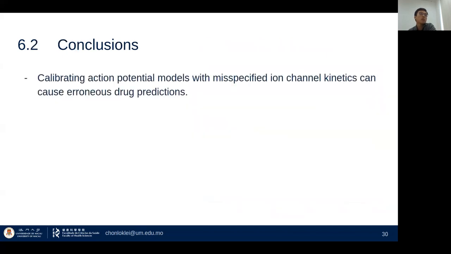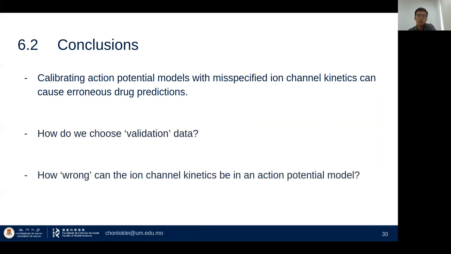So as a conclusion, as the title implies, calibrating action potential models with misspecified ion channel kinetics can cause incorrect drug predictions. That leads on to 2 open questions, perhaps: how do we choose validation data, since the data that we picked is not able to pin down what we want to predict, and how wrong can these ion channel kinetics be in action potential models for this type of application?